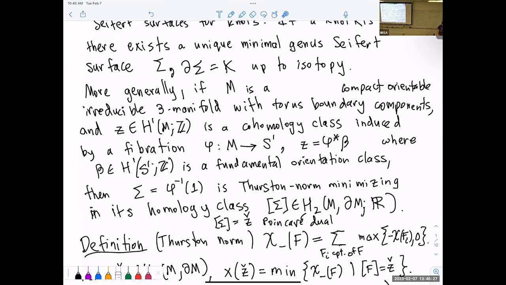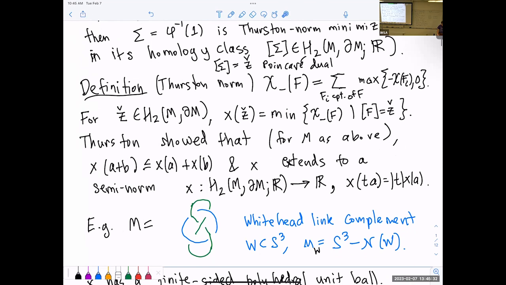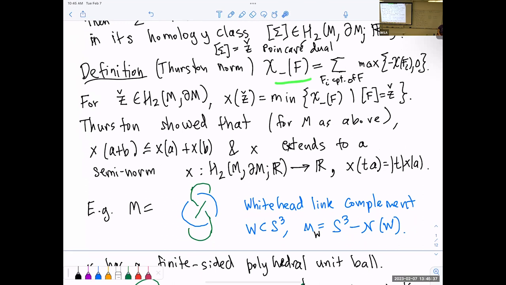So let me briefly define the Thurston norm and give an example. I think some of this was discussed yesterday, but we have some other people here, so I'll just review this. We have a surface F, say orientable, and chi minus of F is the sum over components of the surface of the maximum of the negative Euler characteristic and zero. So all the disks and spheres count as zero, and then you take the negative Euler characteristic of what's left.